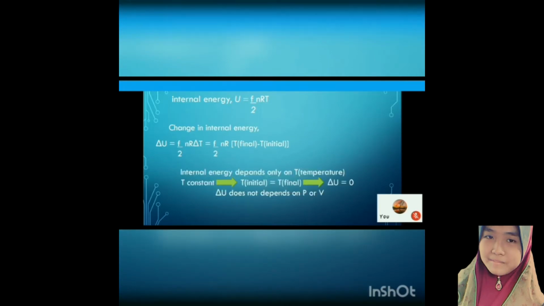Internal energy, U equal to F over 2 nRT. Change in internal energy, delta U equal to F over 2 nR delta T, equal to F over 2 nR (T final minus T initial). Internal energy depends only on temperature. If T is constant, T initial equals T final, and also delta U equal to 0. Delta U does not depend on P or V.